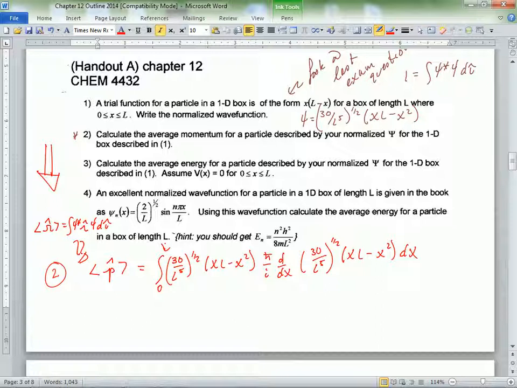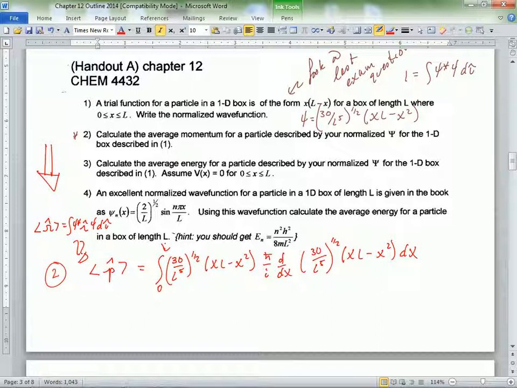Well, that has an x in it. That's right. One more thing. Can you pull out your h bar over i? What is h bar? Planck's constant. Planck's constant divided by 2 pi is h bar.